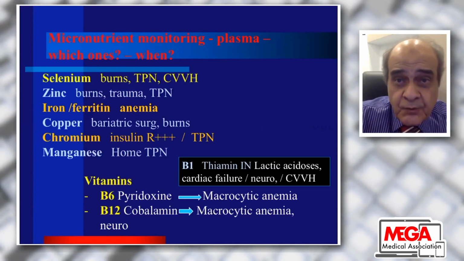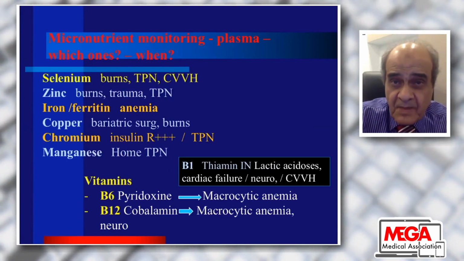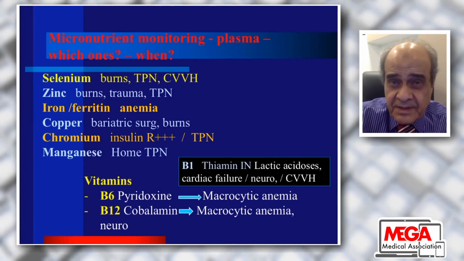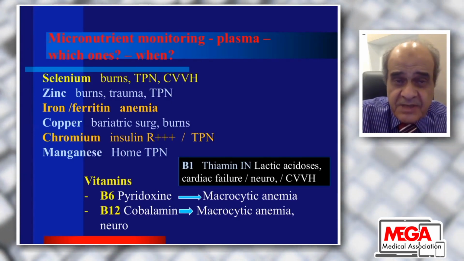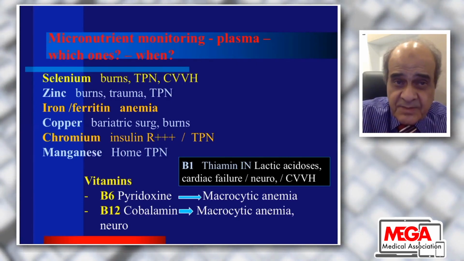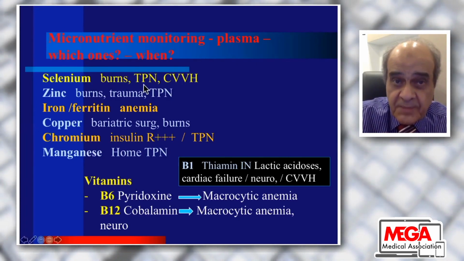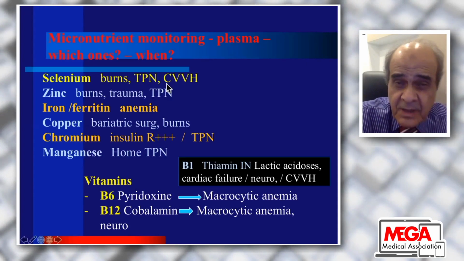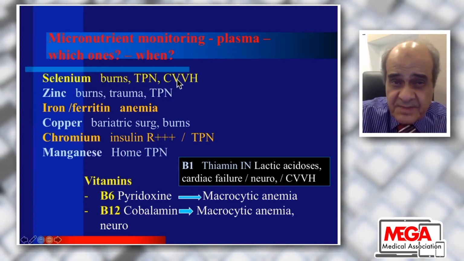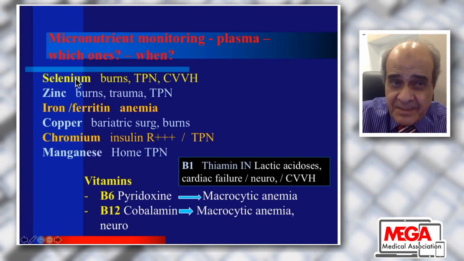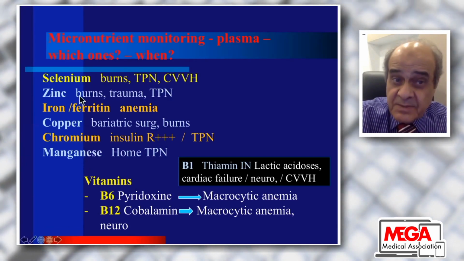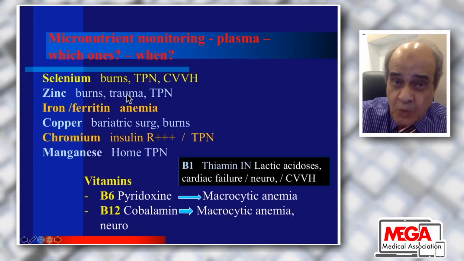Micronutrient monitoring must be important in the ICU, especially in some situations. Suppose a patient is suffering from burn, or is taking TPN, or is subjected to renal replacement therapy, continuous renal replacement therapy, we have to measure selenium specifically. Zinc must be measured in severe burns, trauma, and TPN.